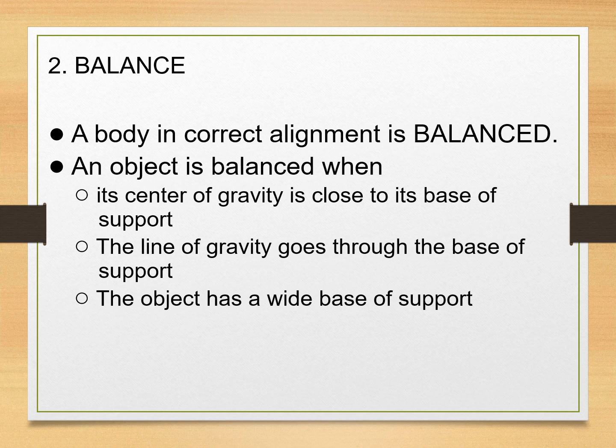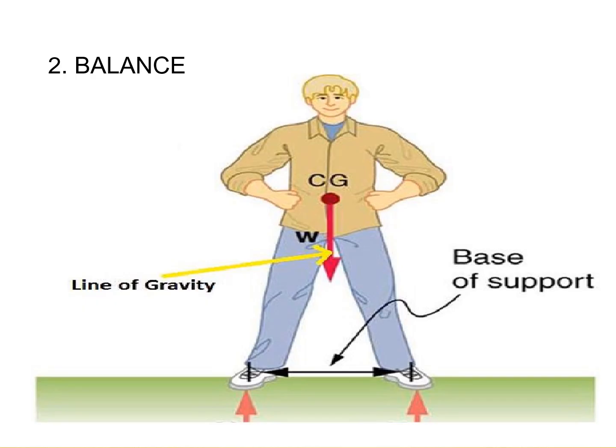Balance. When you talk about balance, it is a body in correct alignment. An object is balanced when its center of gravity is close to its base of support. The line of gravity goes through the base of support, and the object has a wide base of support. Therefore, balance also involves the center of gravity, in which is the average location of the weight of an object.